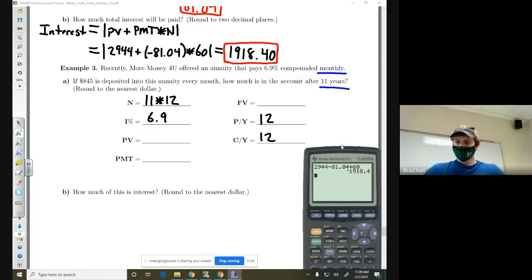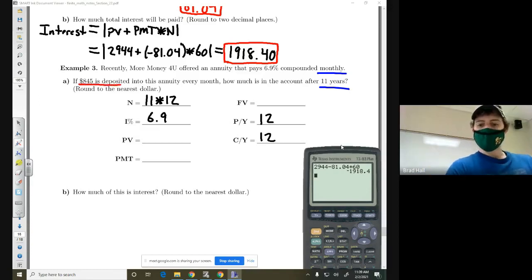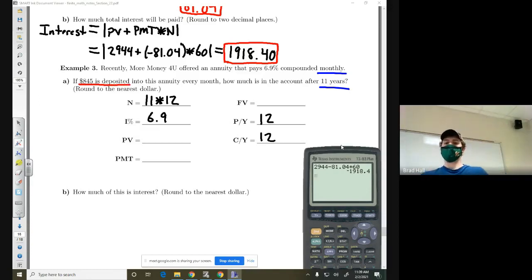So, also, $845 is what's being deposited every month. Hopefully that spells it out. Is 845 for FV or is it for PMT? Since this is being deposited monthly, it's going to be PMT. Whatever is your periodic payment will always be PMT.